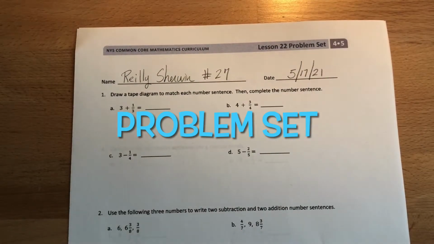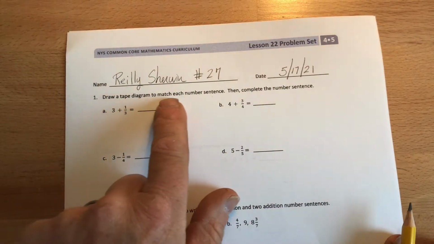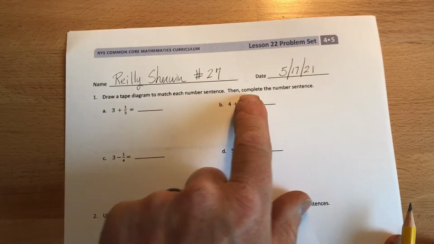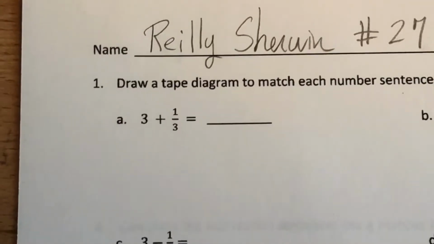All right, here's our problem set. Let's take a look at the first problems. Draw a tape diagram to match each number sentence, then complete the number sentence. Okay, so I'm gonna zoom in on A here, 1A.